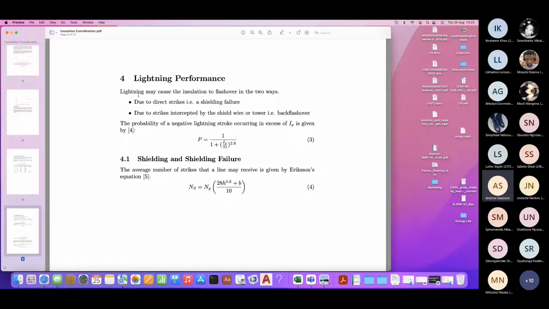So, lightning performance of transmission lines or sub-transmission lines. The lightning may cause insulation to flash over in 2 ways. It can strike a phase directly. That's called a shielding failure, and I'll explain that just now. Essentially, the large current from the lightning strike hits the line. The line is an impedance that causes an overvoltage, and it flashes over the insulator.